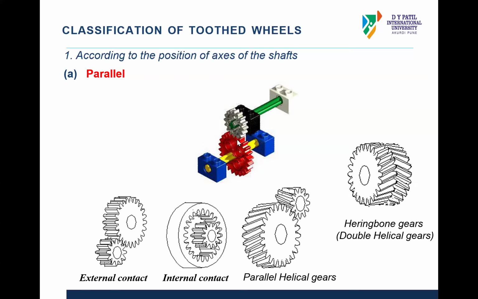So this is the first case, where we are talking about the classification of these wheels when the axes of shafts are parallel to each other. In this first part, we have spur gear, internal gear, helical gears, and herringbone gears. In all these cases, we are using parallel shaft position whenever we are mounting these gears on any gearbox. Okay, so this is the first part.